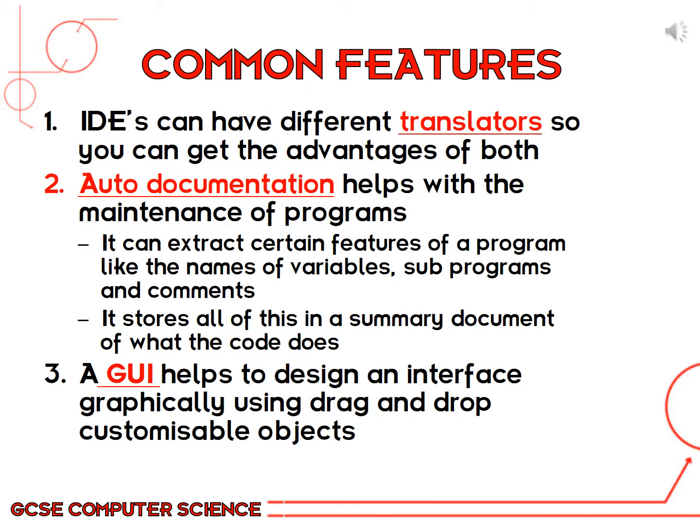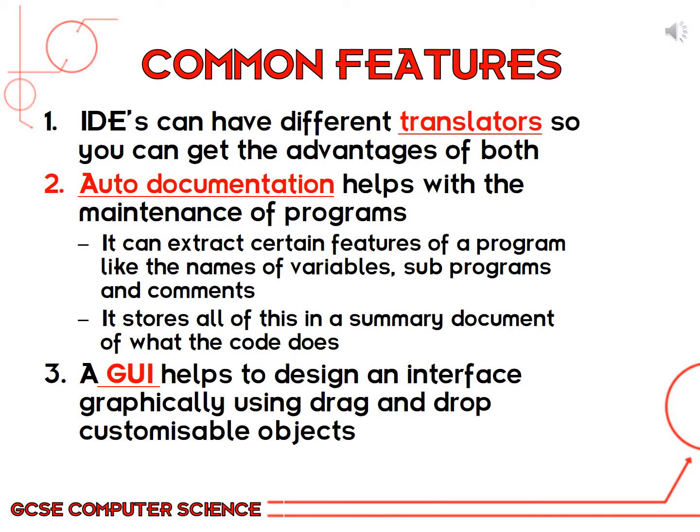We have a couple of common features which are present in pretty much every IDE. First one is that you can have different translators, so you can get the advantages of multiple different translators. That could be a compiler, could be an interpreter. Also, you've got auto documentation, so when you've finished your program, it will automatically create documentation that goes with it. It can extract certain features of a program, like the names of variables, subprograms, and comments, and it can store it all in a summary document of what the code does.